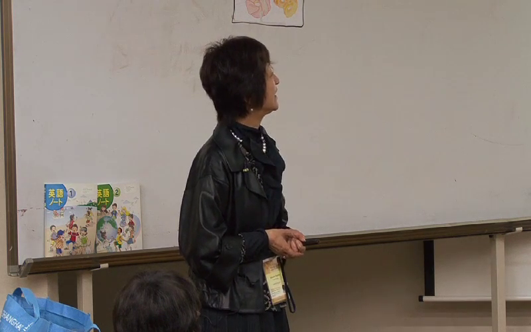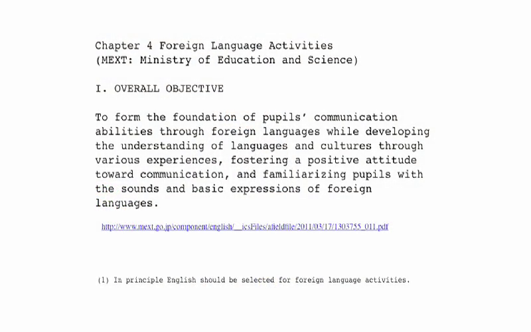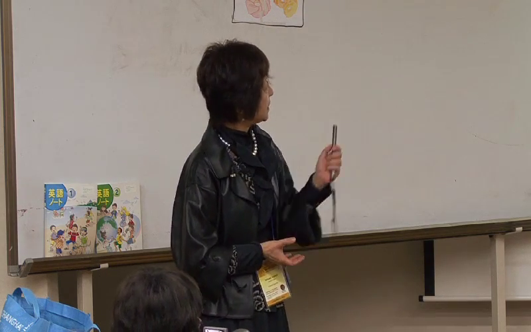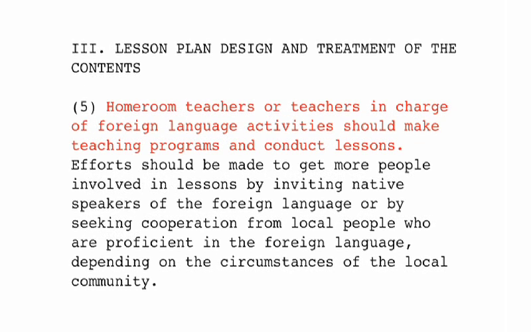Okay. And the site, the link is on your handout. So if you're interested, you can read the whole announcement in English. Now, who gets the English activities? 5th and 6th graders. And instructions should be given on the following items in order to help pupils actively engage in communication in a foreign language. And who teaches? The next says, homeroom teachers or teachers in charge of foreign language activities should make teaching programs and conduct lessons.